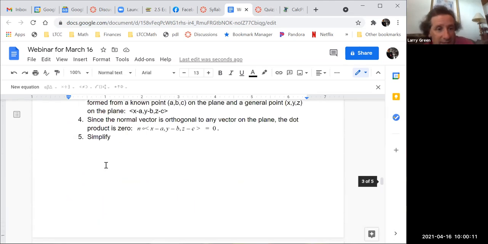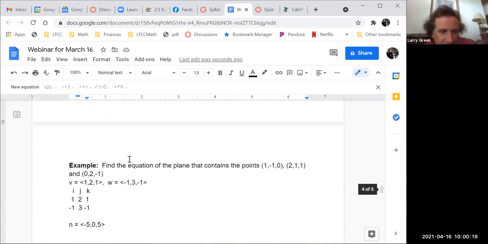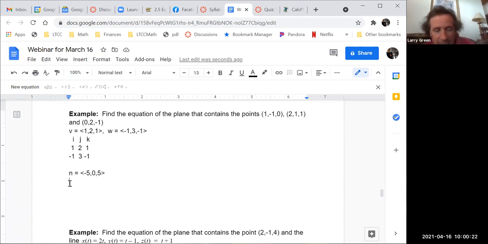So now let's look at the next step. We just found the cross product. Now we're going to take x minus a, y minus b, z minus c. So we're going to look at a vector, and that's going to be on the plane. So on the plane will be x minus, pick any point. Let's just pick the first point. It really doesn't make any difference. x minus 1, comma, y minus negative 1 or y plus 1, comma, z minus 0 or z.